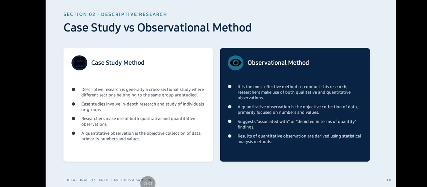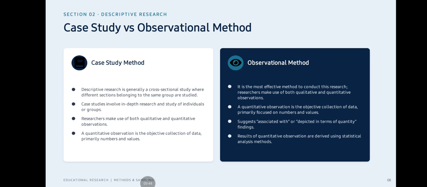We'll go through case study versus observational method. Case study method: descriptive research is generally a cross-sectional study where different sections belonging to the same group are studied. Case study involves in-depth research and study of individuals or groups. Researchers make use of both qualitative and quantitative observations. A quantitative observation is the objective collection of data, primarily numbers and values.